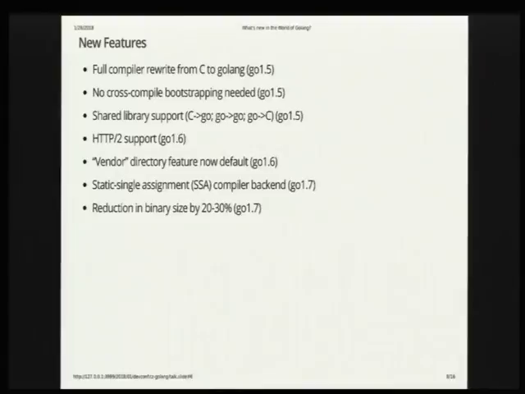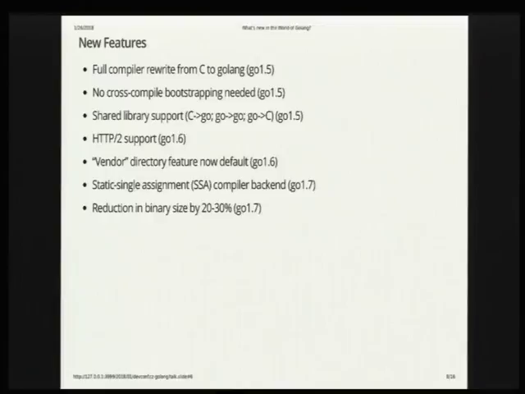So HTTP2 support was first introduced in 1.6. That has progressed and had a lot of features added since then. Vendoring, and I'll get into talking about part of why vendoring has helped Go solve some problems and has introduced a whole slew of other issues. If you're not familiar with it, I'll talk about it in a second.